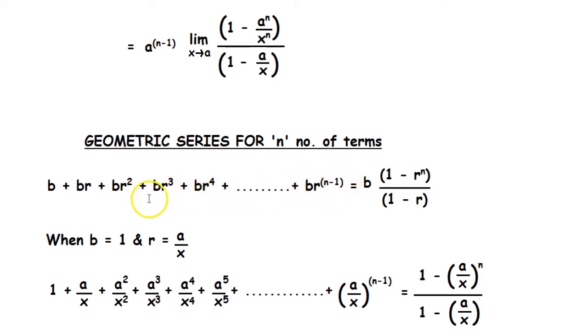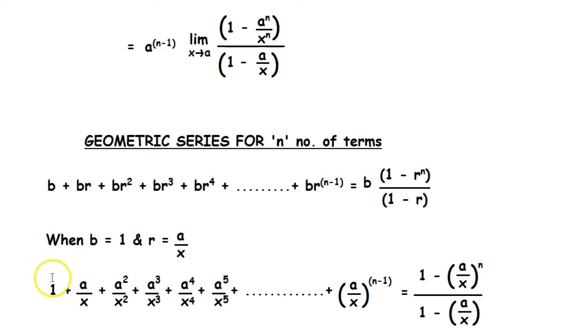So if you remember your lower grade math, the sum of this geometric series we can write as b into 1 minus r to the power n divided by 1 minus r. That is the first term into 1 minus the common ratio to the power of the number of terms divided by 1 minus the common ratio. So now let's substitute b equals 1 and r equals a over x.